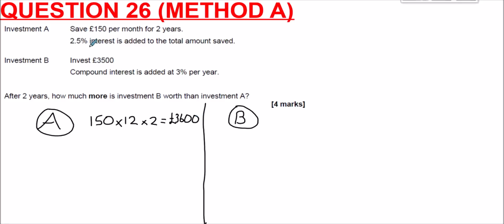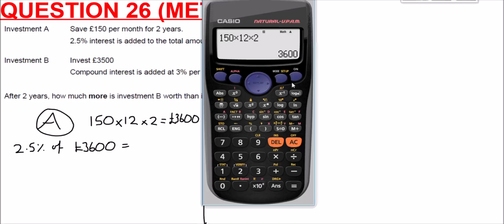Now, 2.5% interest is added to that total that's saved. And so we can work out 2.5% of 3,600 and then add it on. 2.5% of 3,600. Percentage means a fraction out of 100, so 2.5 on top, out of 100. That percentage, not out of 1,000. My mistake. 2.5% of 3,600 comes to 90.